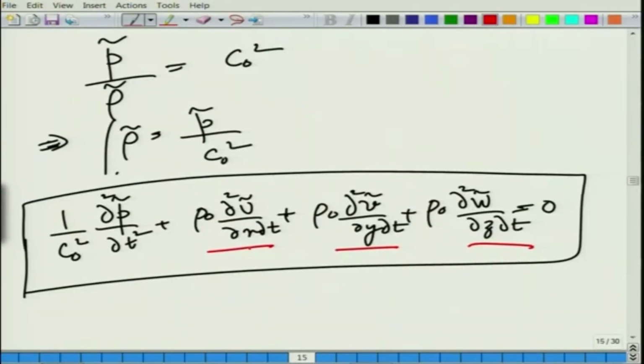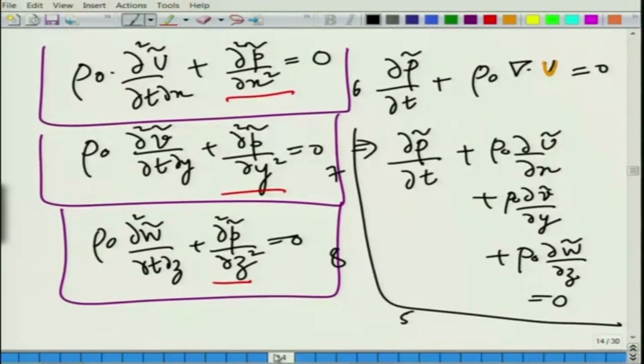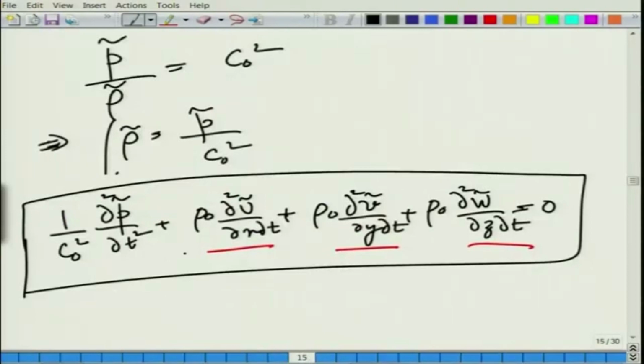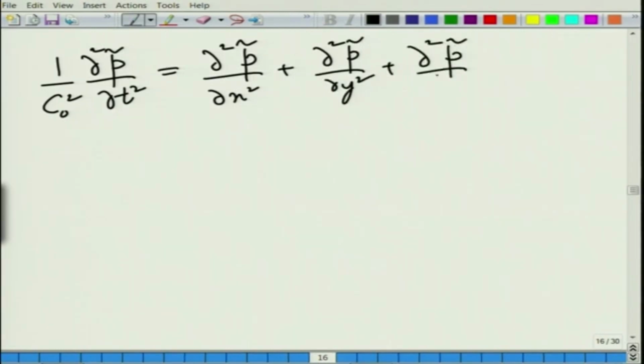Once we do that, we will get 1 by C naught square times del square P by del t square is equal to, remember there was a minus sign here. So, we will get minus here. So, the minus can be transposed to the other side to get this thing. So, we will get the Laplacian.